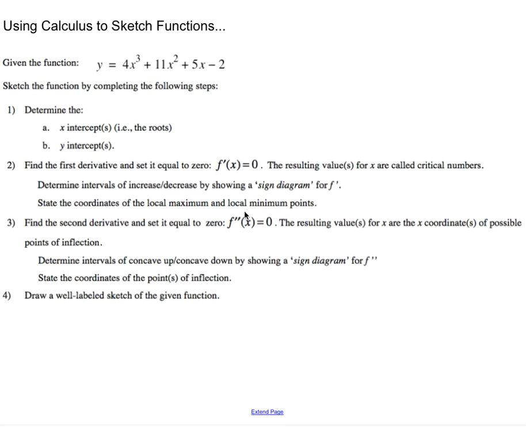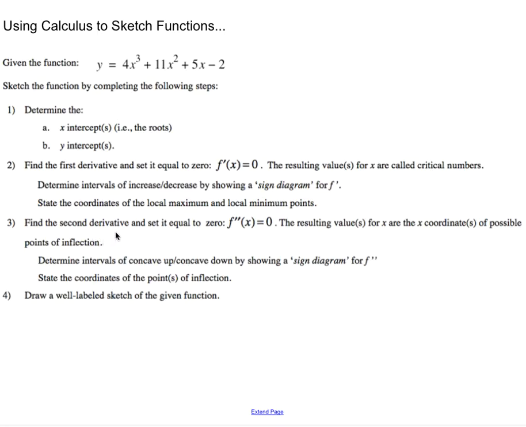This particular video will use calculus to sketch functions, in this case a third degree function, a cubic, by completing certain steps. For example, part one is determining the x-intercepts, the roots, and the y-intercepts. Step two is using the first derivative to find intervals of increase and decrease using a sign diagram, and finding the corresponding coordinates of local max and local min values and points.